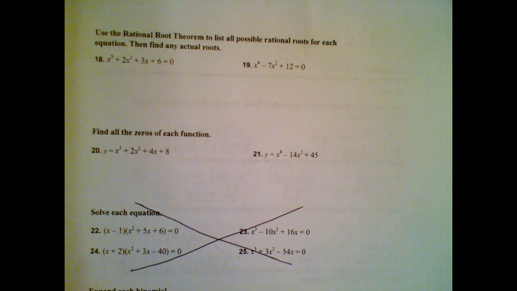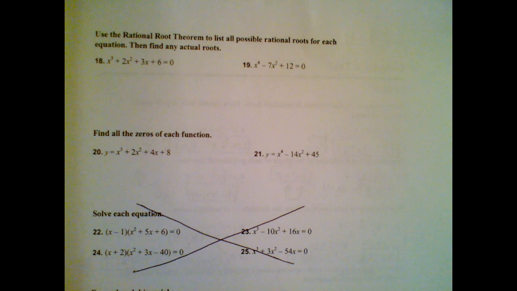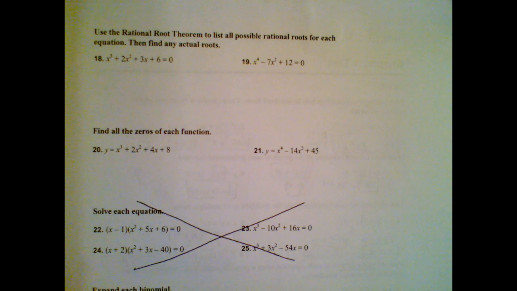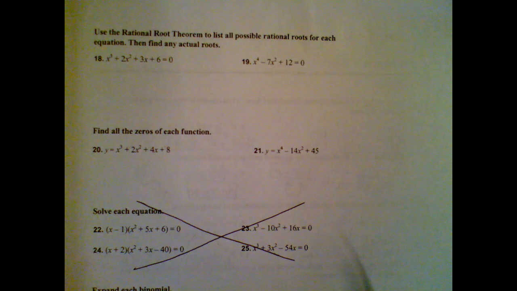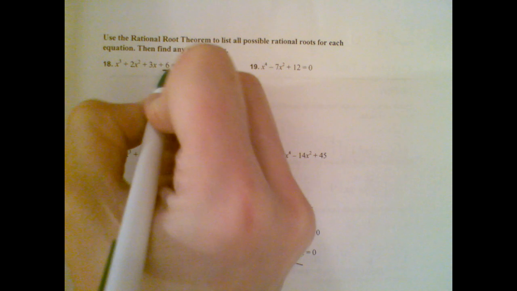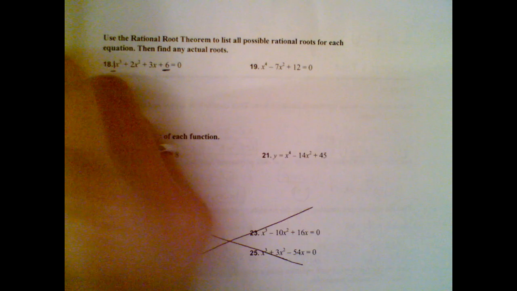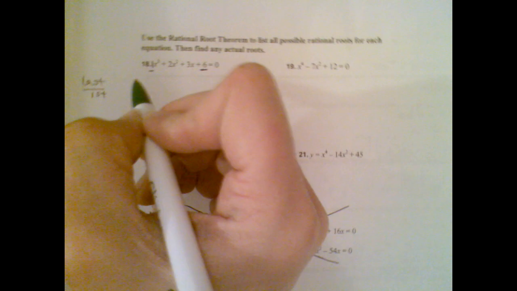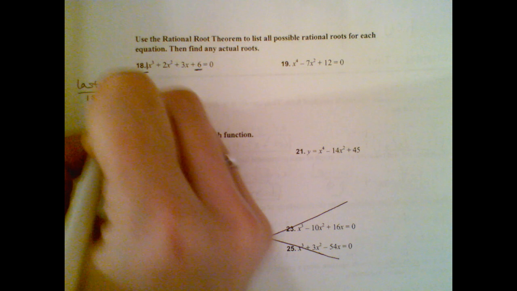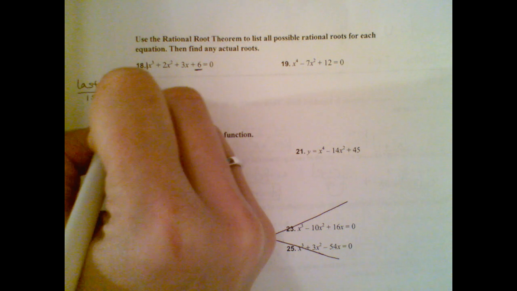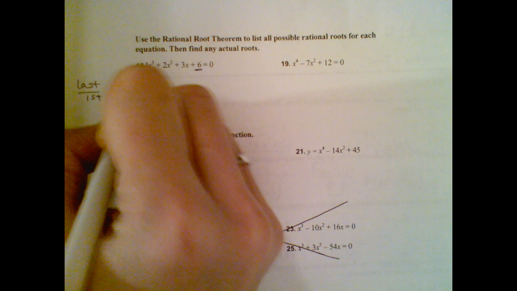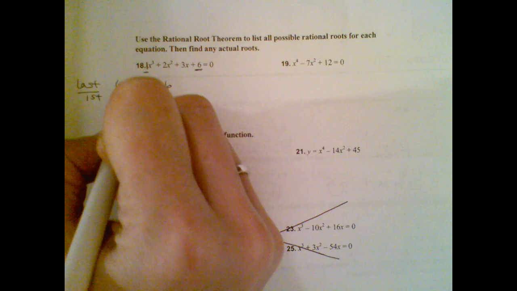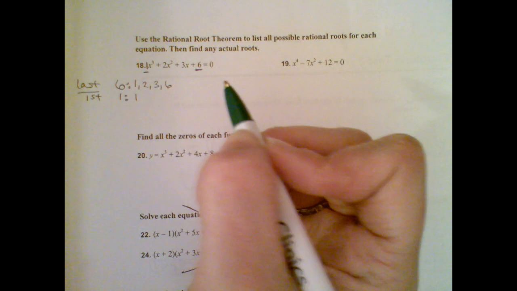Alrighty, we're going to take a look at number 18. It says use the rational root theorem to list all the possible solutions and then all the actual solutions. So for this one, to find the possible ones, we're going to take the last term divided by the first term. So since it's last divided by first, I'm going to put the last term on top, so 6, put the first term on bottom. We're going to write all the numbers that divide evenly into 6, so 1, 2, 3, and 6. All the numbers that divide evenly into 1 are just 1. And then we're going to take all these last terms and divide by 1.